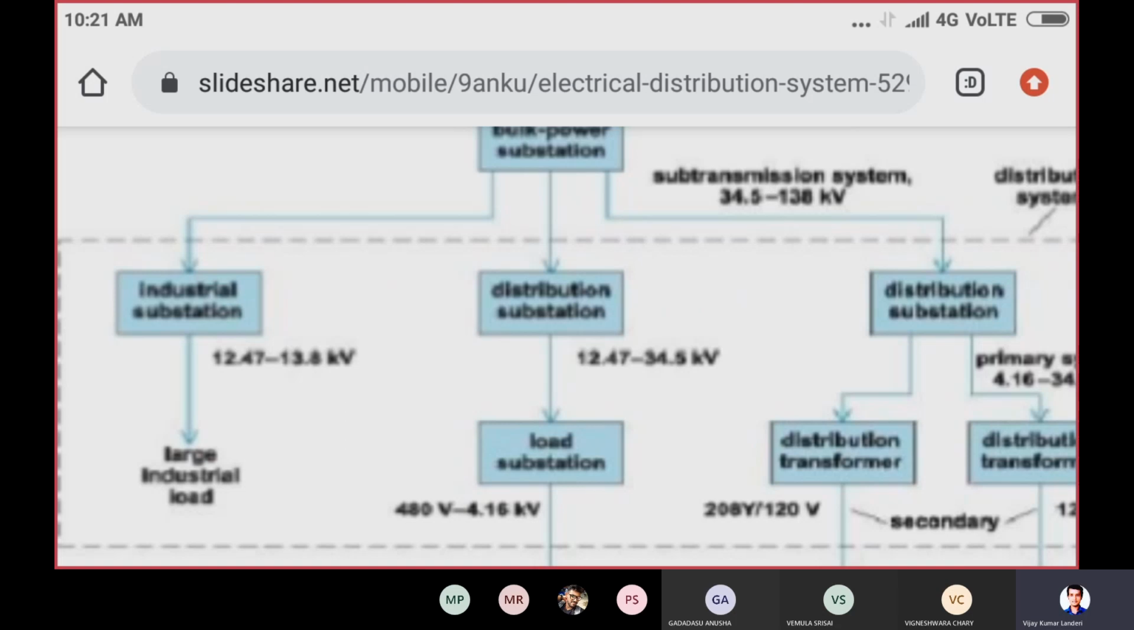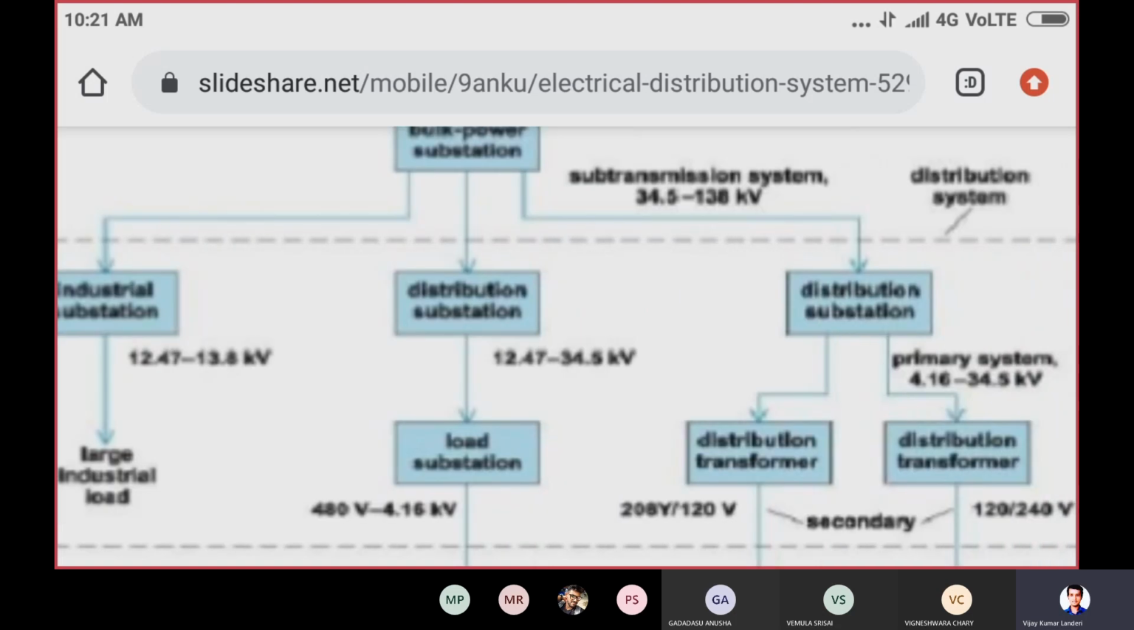And similarly, we have the distribution substations where the output voltage is ranging from 12.47 to 34.5 kV. And this distribution substation again feeds the load substation. So what is happening here in this load substation? The output voltage is ranging from 480 volts to 4.16 kV. In this load substation, again the voltage is stepped down to low voltages, which is 480 volts to 4.16 kilovolts.